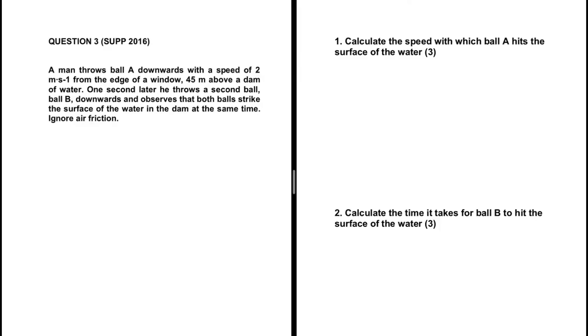Calculate the speed with which ball A hits the surface of the water. Let's take a look at what's happening. A man throws ball A downwards with a speed of 2 meters per second from the edge of a window 45 meters above a dam of water. 1 second later, he throws a second ball B downwards and observes that both balls strike the surface of water in the dam at the same time.